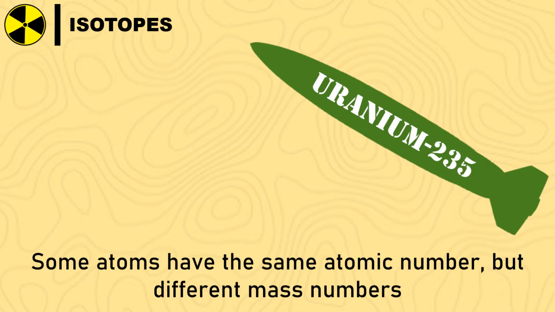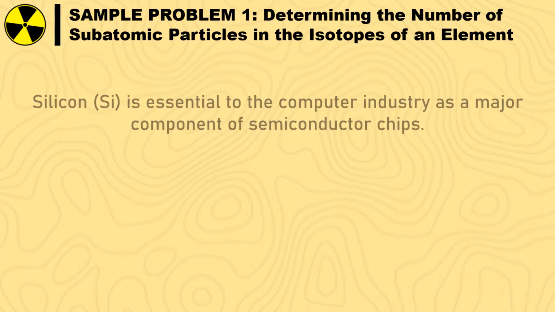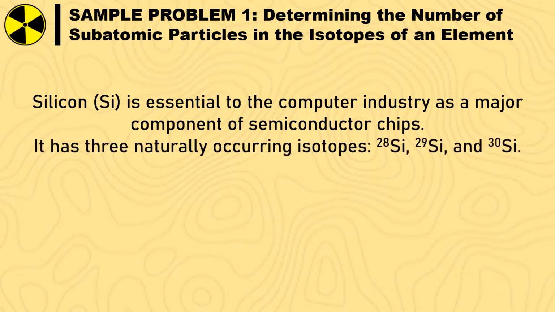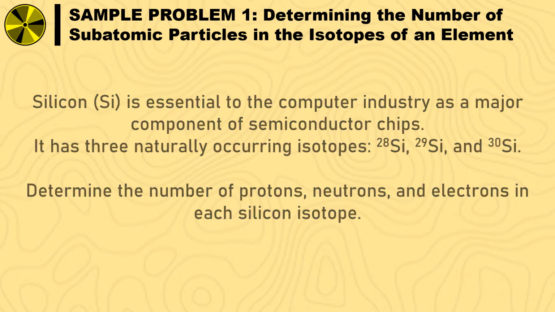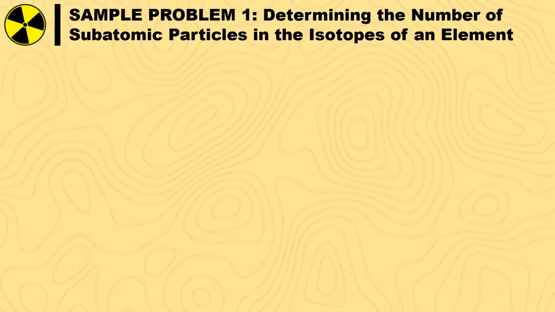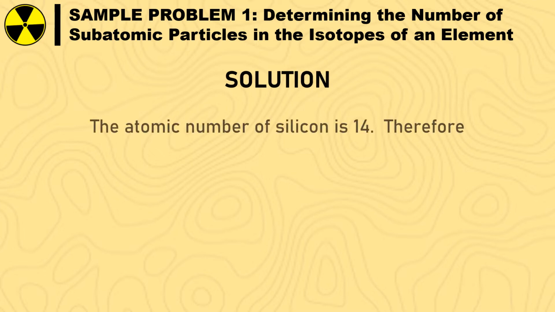Take a look at this sample problem of determining the number of subatomic particles of isotopes of the element silicon. To answer, we have to use the atomic number and atomic masses.